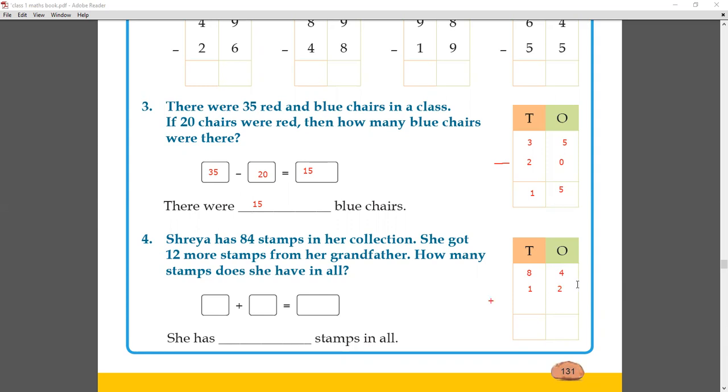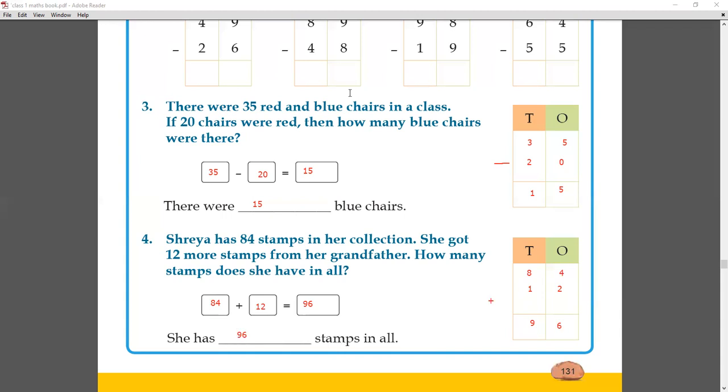Okay. Second. 2 plus 4. 2 plus 4 is equal to 6. We write 6 here. 8 plus 1. 8 plus 1 is equal to 9. Okay, and how do we write in an addition sentence? Like this: 84, 12. Okay, 84 plus 12 is equal to 96.